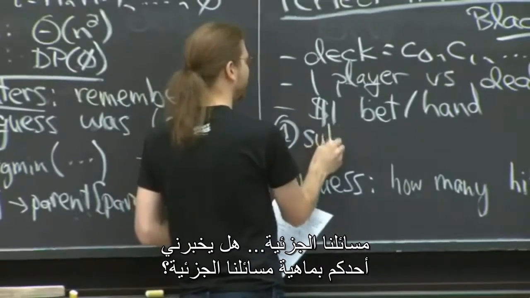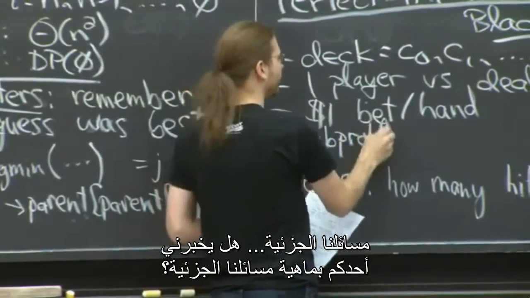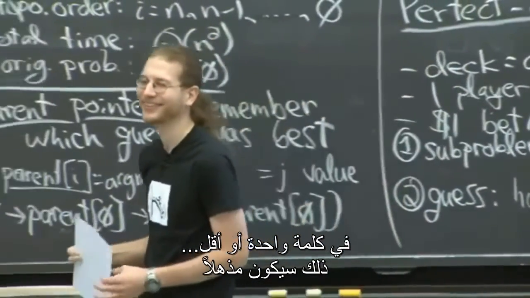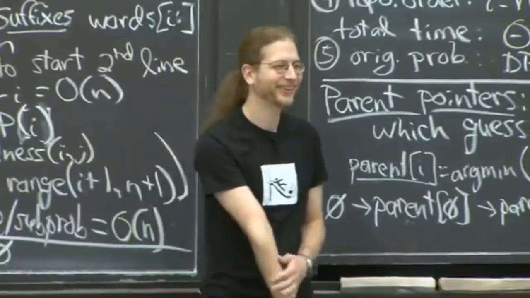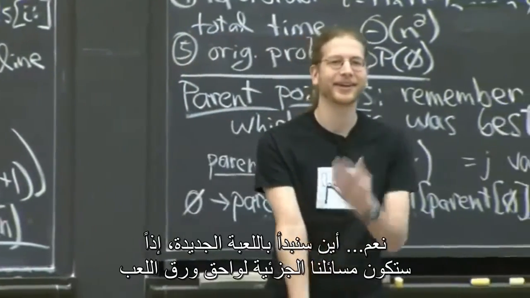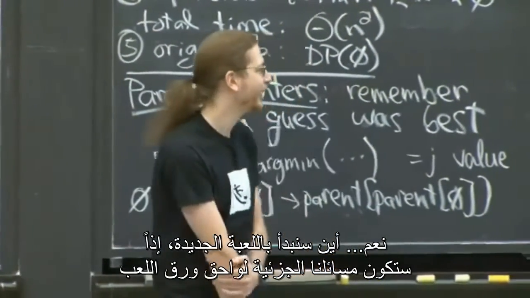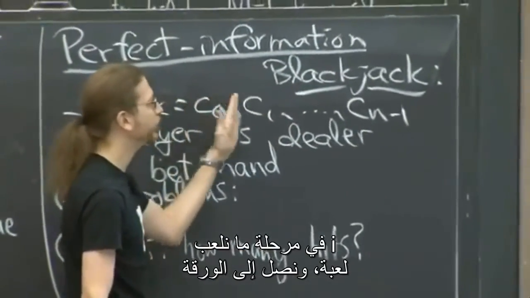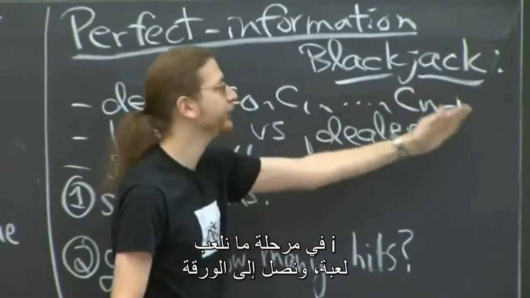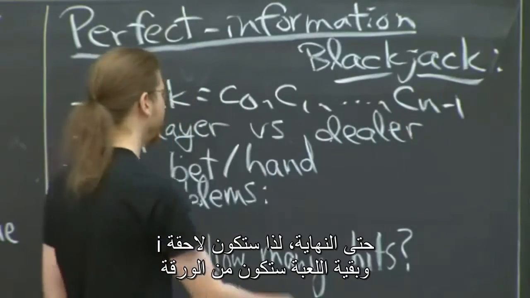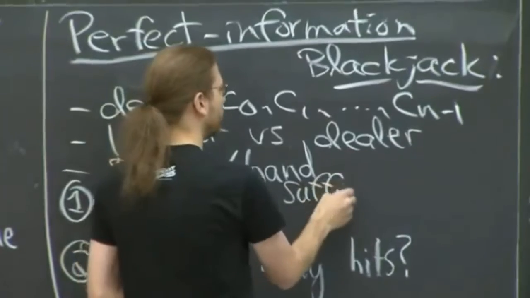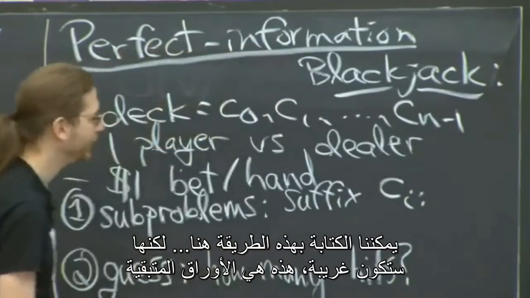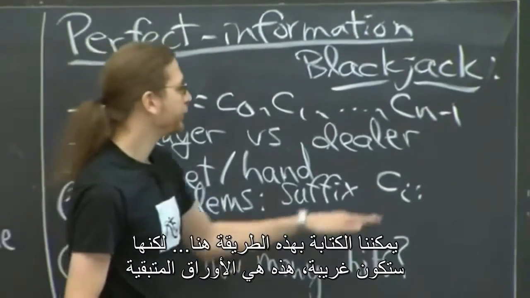Our subproblems. Can anyone tell me what our subproblems would be in one word or less? Less would be impressive. Yeah. Where do you start the new hand? Yeah, so it's going to be suffixes of the cards. So at some point, we do a play, and then we get to the ith card, and the rest of the game will be from the ith card on. So it's going to be the suffix C[i:], I guess would be the notation here. It's a bit awkward. These are the cards that remain.